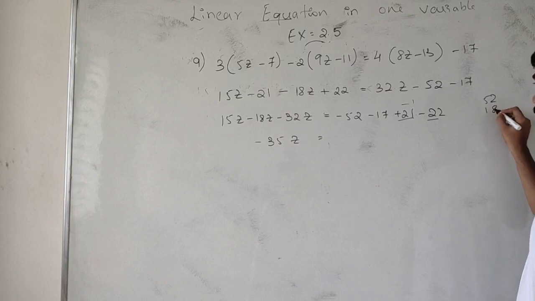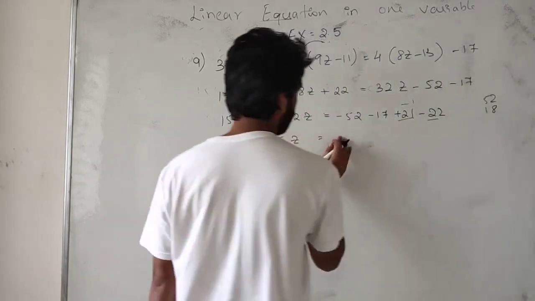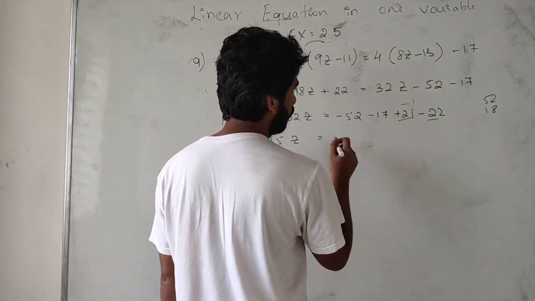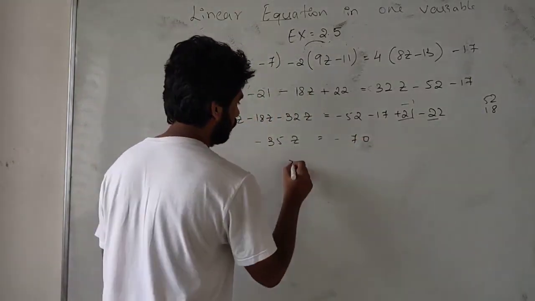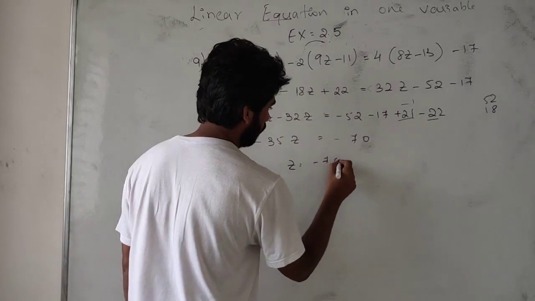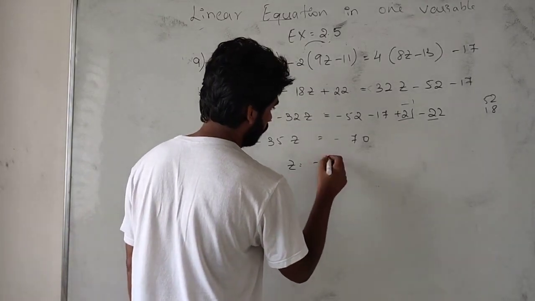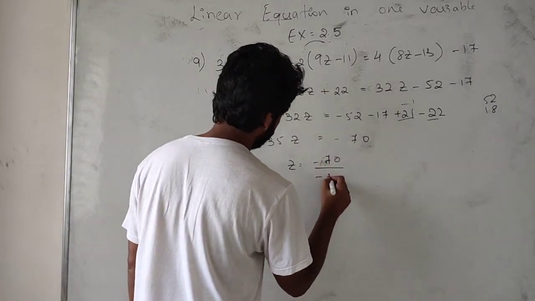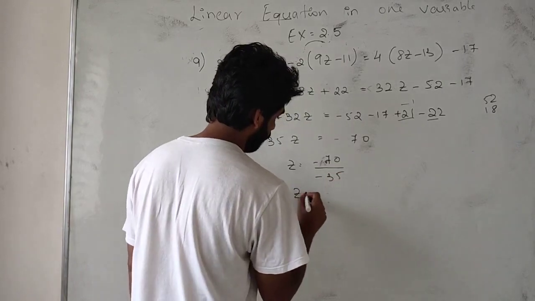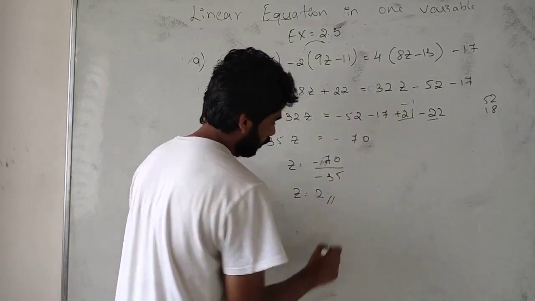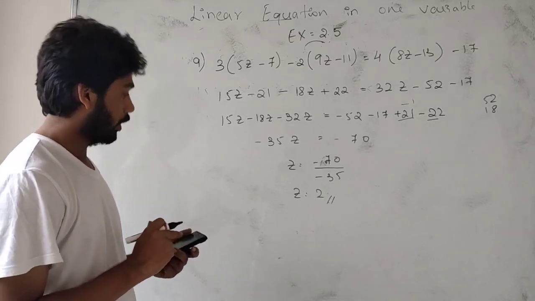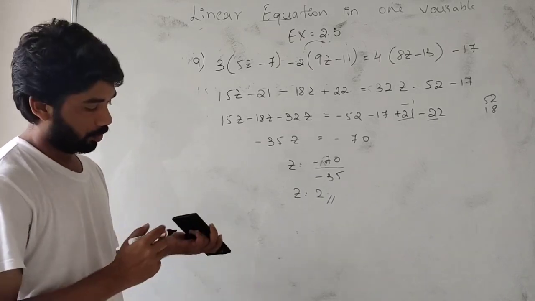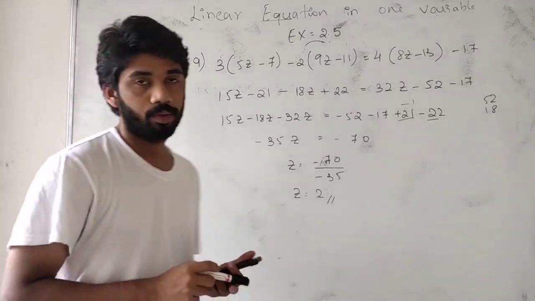52 and 18 means 70. I will be getting minus 70. So z is equal to minus 70 by minus 35. So z is equal to, I will be getting 2. Z value is 2. Okay, friends? In this way, how to solve the problems. Okay, note it down. I will go to the next problem.